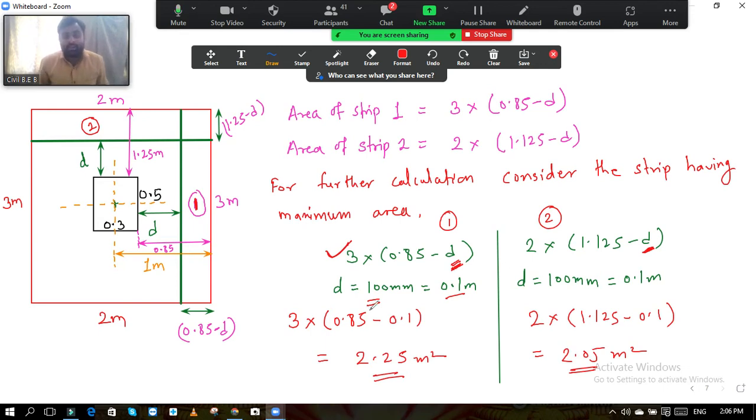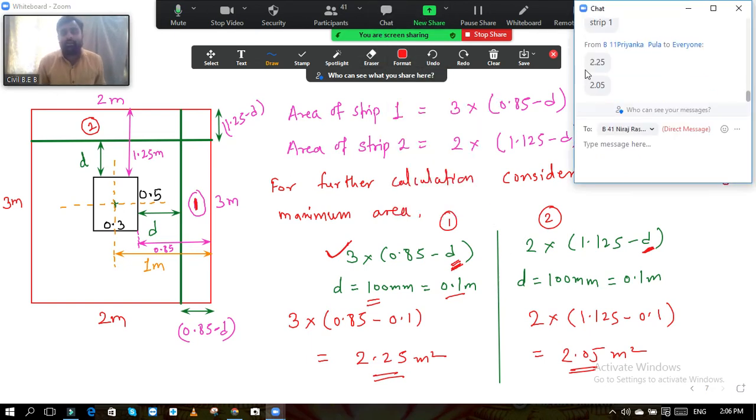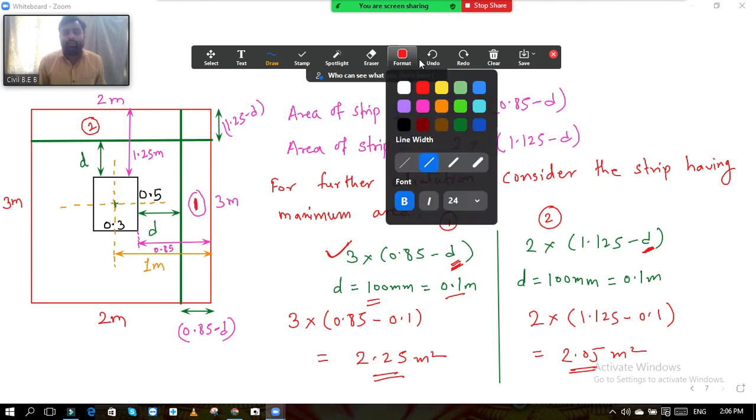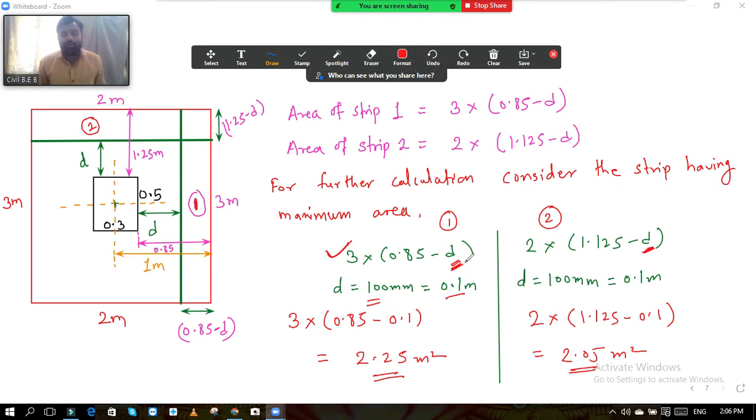Okay, so in this way you have to do it. Which area is more or which area is less. Okay, now moving further, this is for your understanding. This is the rough part. I have done this over here for your understanding. There is no need to do it in the exam.